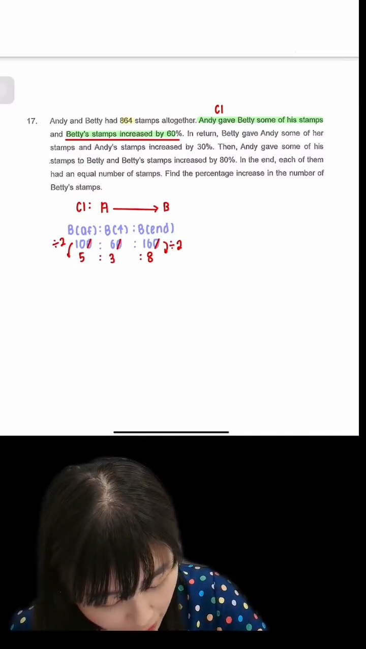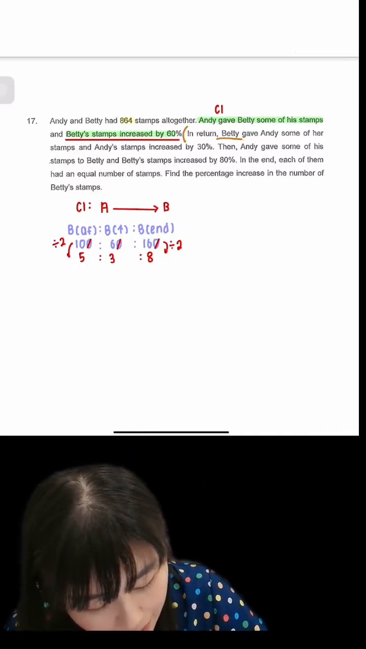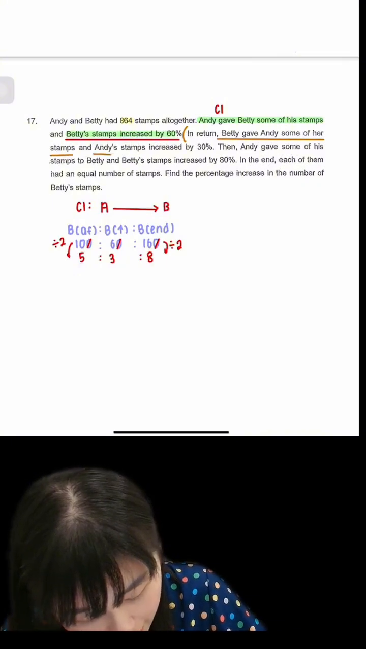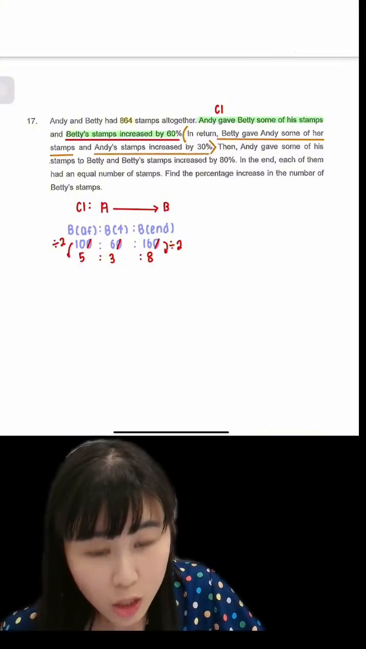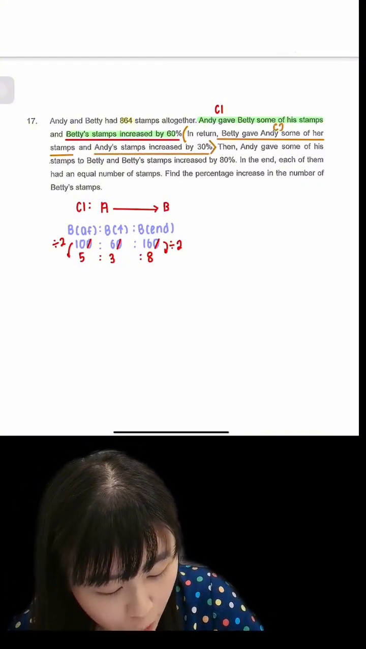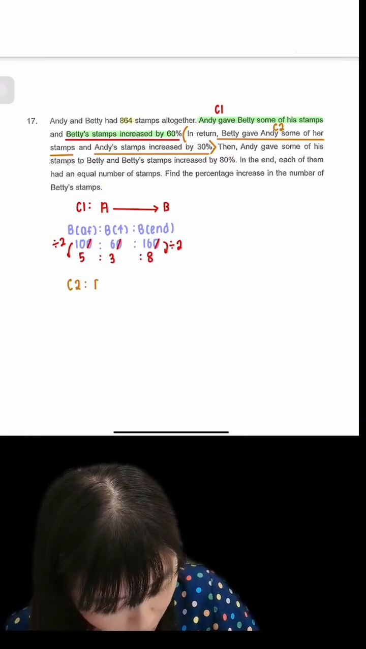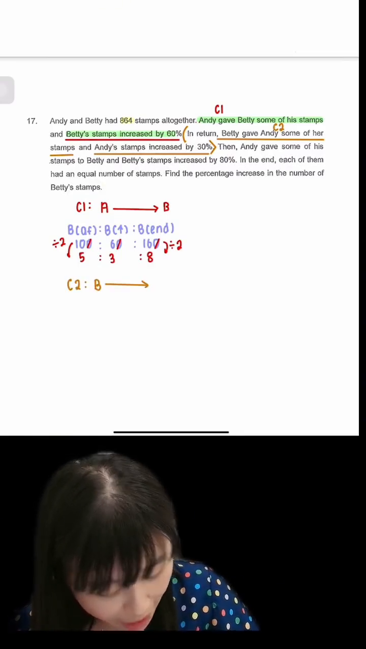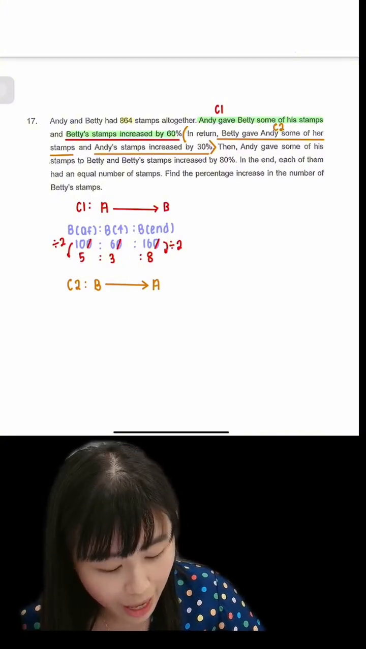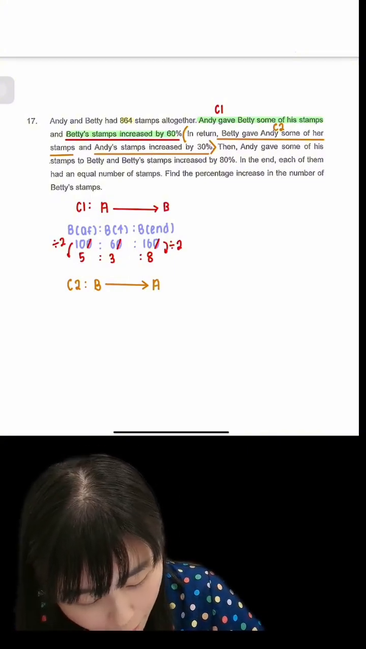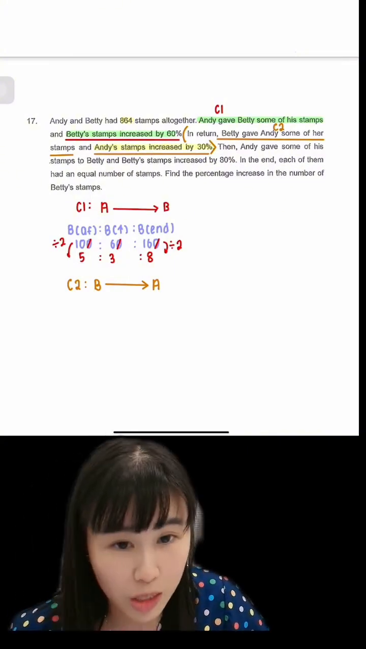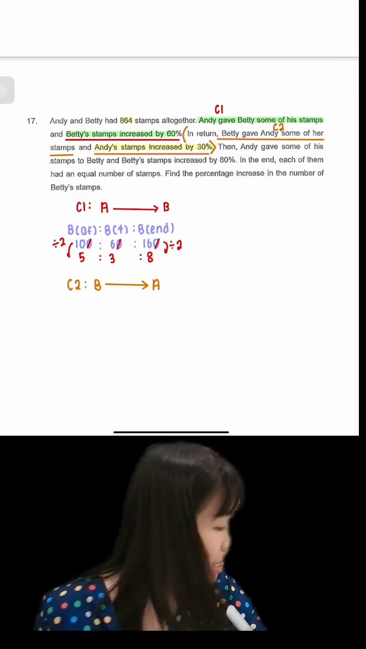Next, we have in return, Betty gave Andy some of her stamps, and these stamps increased by 30%. So now we are looking at change number 2. Change number 2 now is the reverse. Betty gave back to Andy. Okay, and now what do you understand by this? Andy's stamp increased by 30%. Is the answer 80%? Yes.